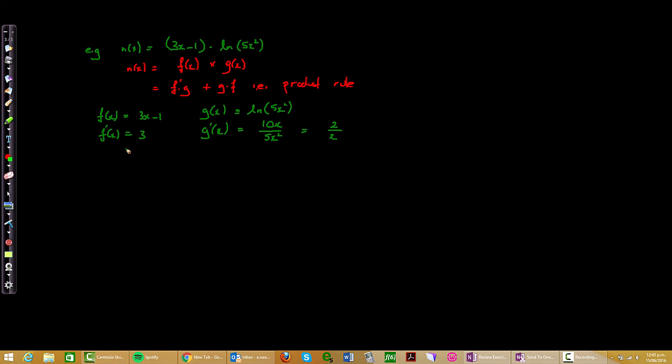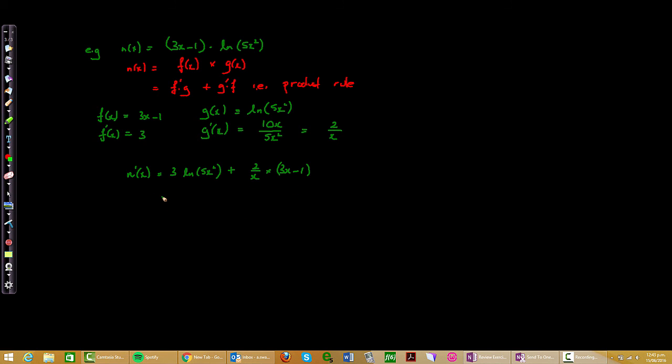Okay, so coming back to our function n, what's its derivative? Well, according to the product rule, f dash, 3, times function g, which is that one, plus the derivative of, just realized up here there should have been g dash f. So coming back to here, that's f dash g plus g dash, which is 2 over x, times function f, which is that 3x minus 1, so we need brackets there.